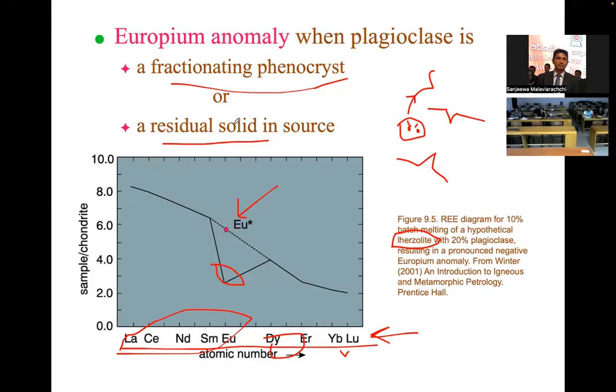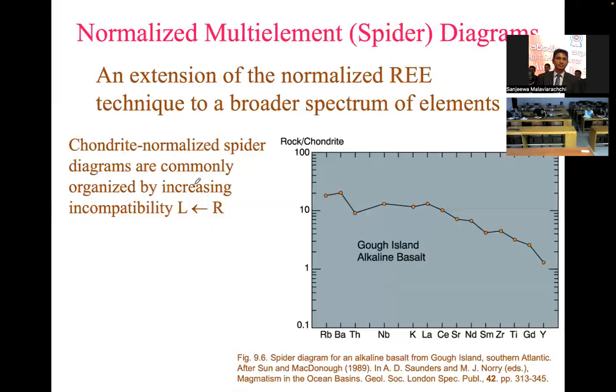So this is the content that we covered last week. We will proceed from there onwards, and I would like to show you some other diagrams that include other trace elements also, in addition to the rare earth elements, right? This type of diagram we call a multi-element diagram. Multi-element diagram means not only rare earth elements, other trace elements are also included.